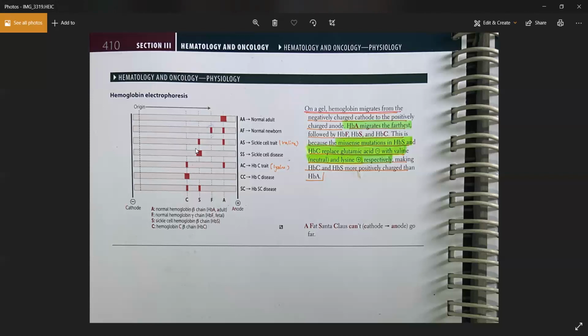That's why HbC disease is less severe than sickle cell disease, because sickling won't happen in that case.